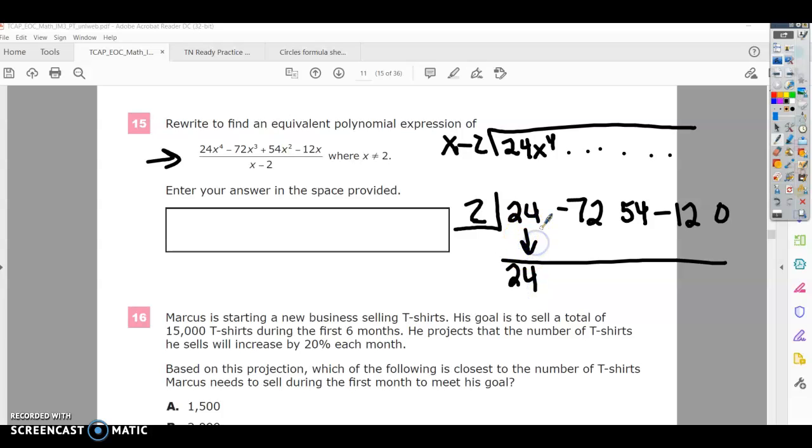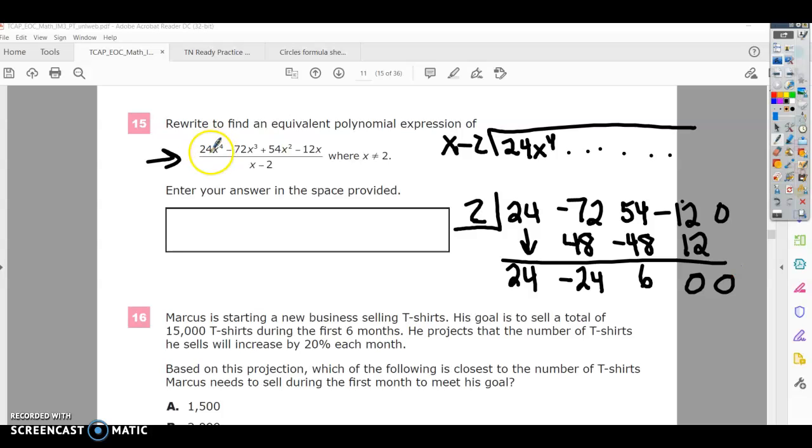Always bring down the first one, and then you take the 2 and multiply that and put it here. All right, so 2 times 24 is 48. And then I add these two columns together, so negative 72 and 48 is negative 24. And then I'll multiply again, so that will be negative 48. And then I'm going to add 54 minus 48 will be 6. And then I'll multiply, and then I add. And then there's nothing here, so that's just an extra 0 that we really didn't need, but it doesn't hurt to have it.